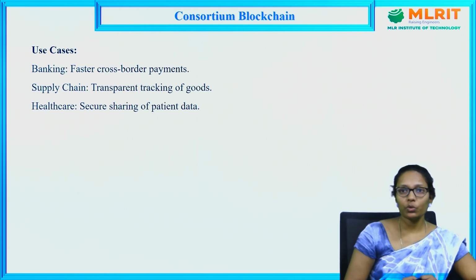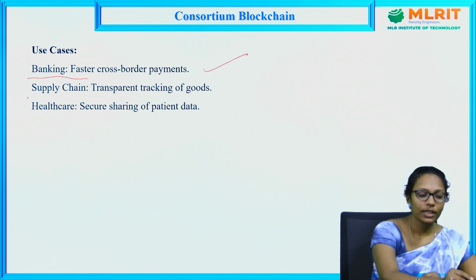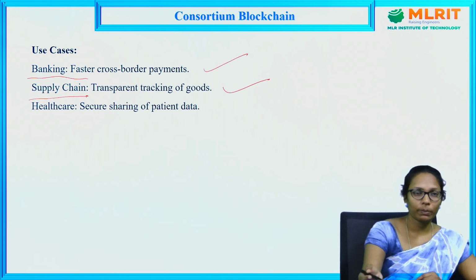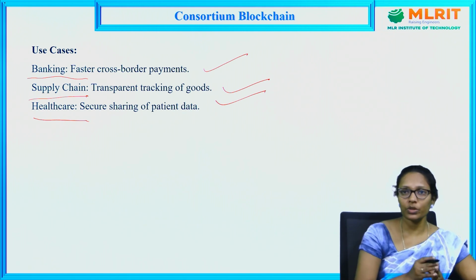Coming to the use cases where we can use this consortium blockchain: banking, yes, in banking we can use it. We can also use it in supply chain, and in healthcare, sharing patient data. So in healthcare also we can use it. These are only some of the use cases where we can use a consortium. As we discussed, in education also we can use this consortium blockchain.